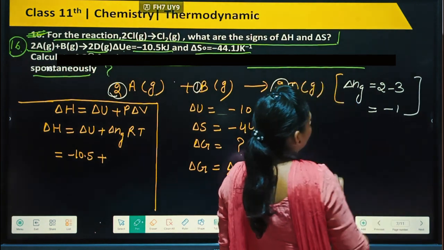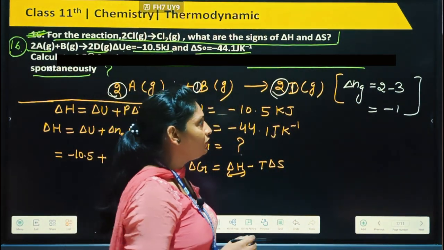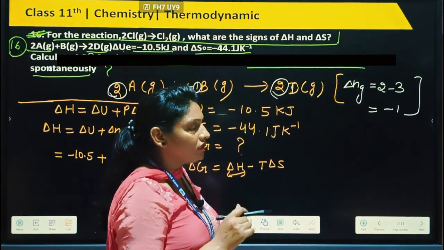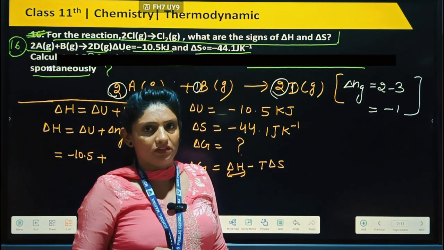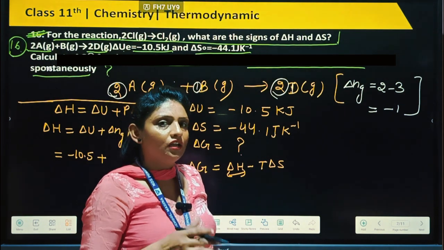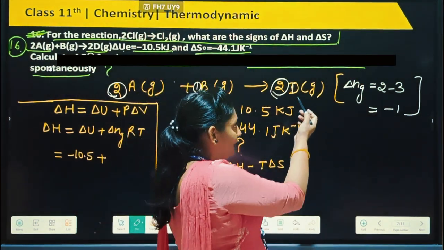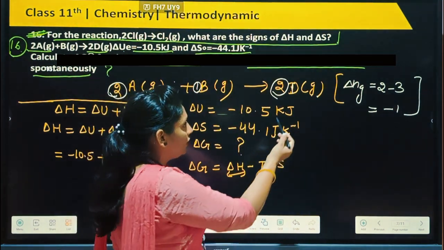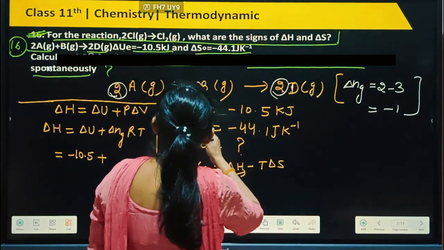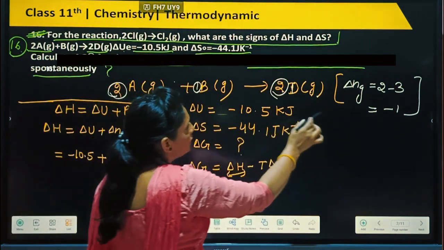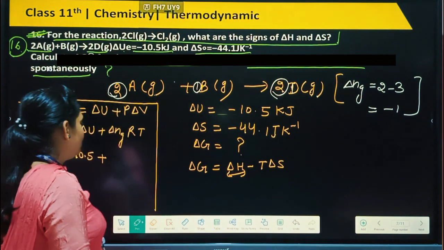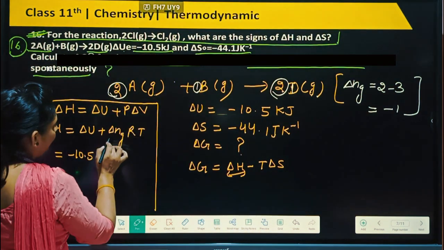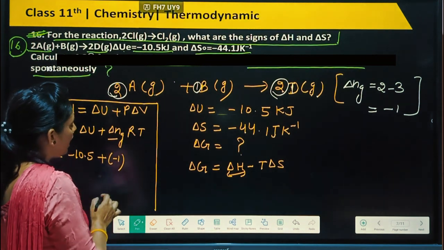So what is the value of del Ng? Del Ng means change in number of moles of gaseous elements in a reaction. That is the number of moles of gaseous products minus the number of moles of gaseous reactants. Here gaseous products are 2 and gaseous reactants are 2 plus 1, 3. So del Ng is minus 1. Now you can put this value here. Del Ng is minus 1 times R.